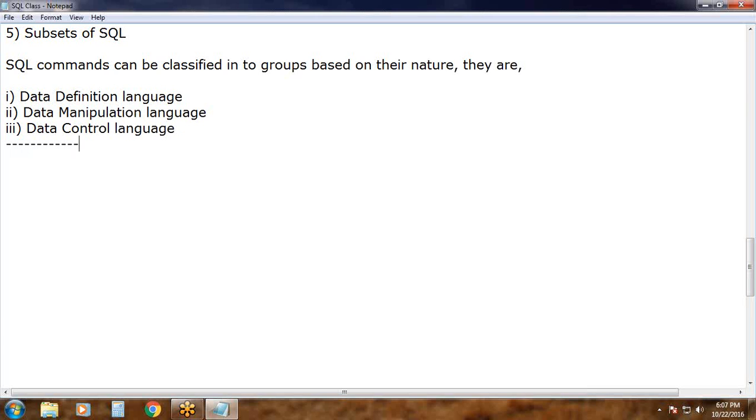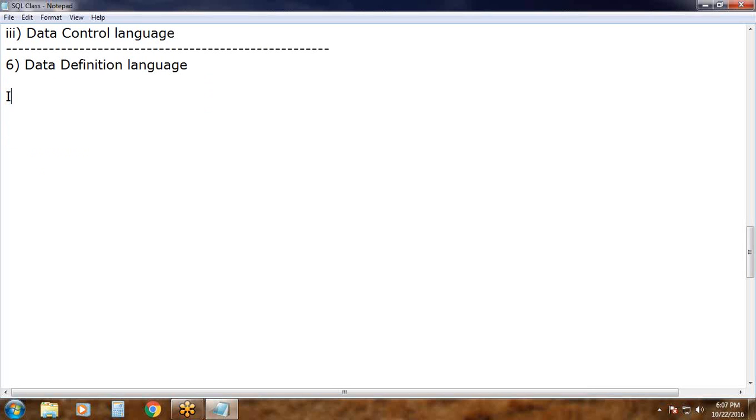First I am taking data definition language. See, sixth topic in this chapter, data definition language. Have any idea, Raja? Important commands in data definition language, subset of SQL. Ahalya? Sir, no idea, sir. Okay, cool. Important commands and operations in data definition language.